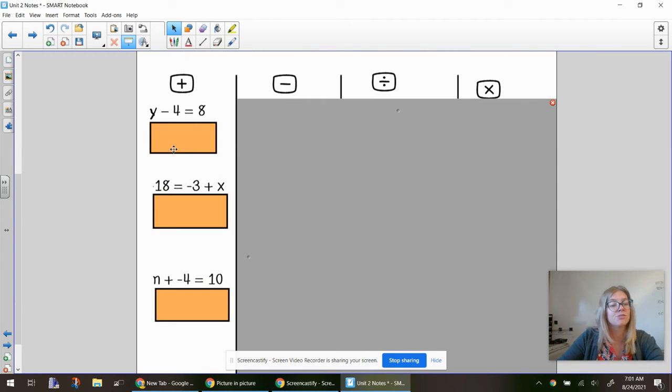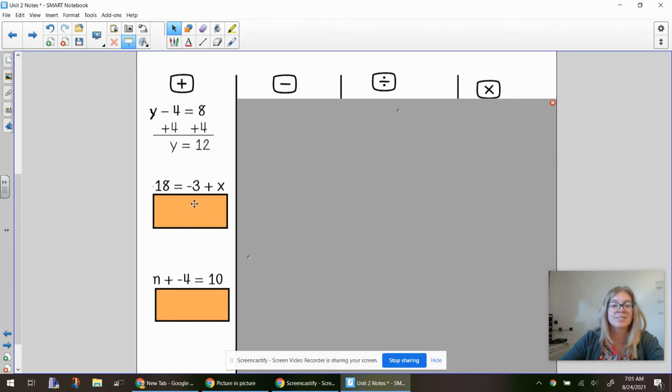So first we have y minus 4 equals 8. This is subtraction. The inverse operation is addition. So we're going to add 4 on both sides. Negative 4 plus 4 is 0. So that goes away. 8 plus 4 is 12. So we have y equals 12.